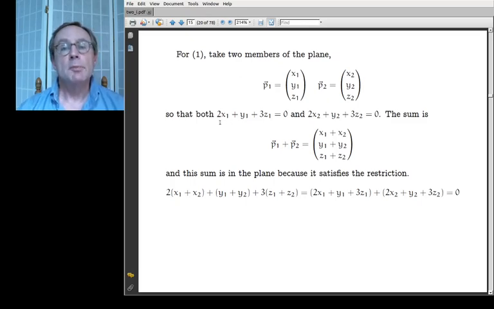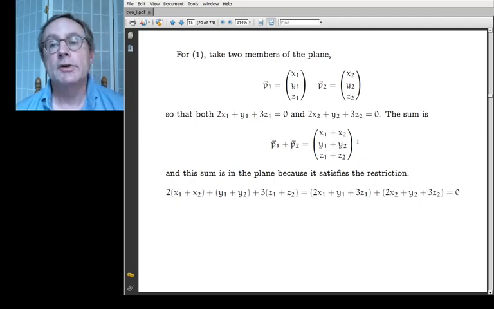when you say they're from the plane, exactly what you mean is that if you take 2 times the first component plus the second component plus 3 times the third component, then you get 0. And over here, if you take 2 times the first component plus the second component plus 3 times the third component, then you get 0. So both of these vectors are numbers, and they have this property, and they have this property. Of course, when you add vectors, they add component-wise. Of course they do. That's what we meant by natural operations.